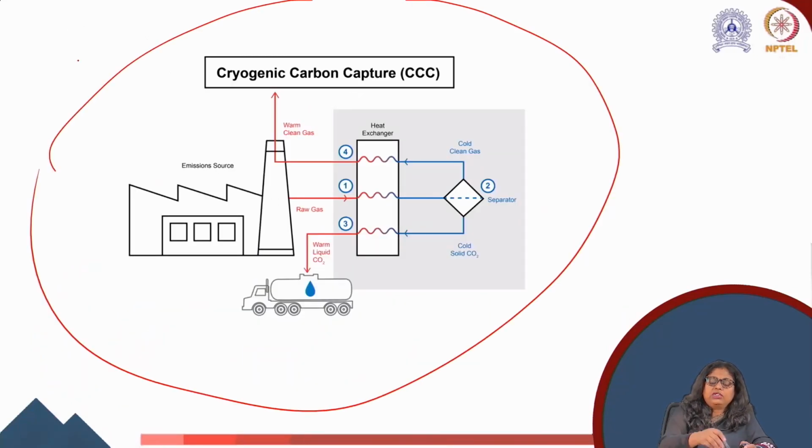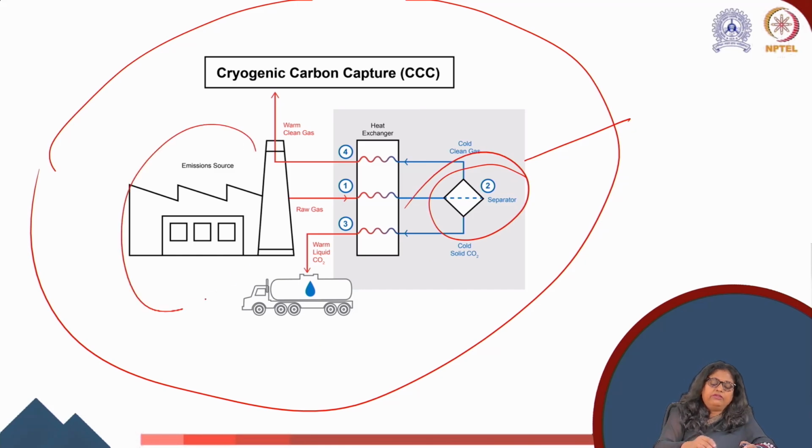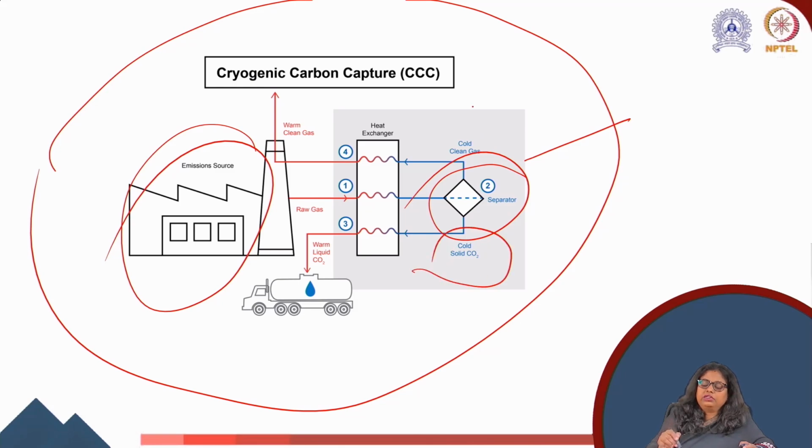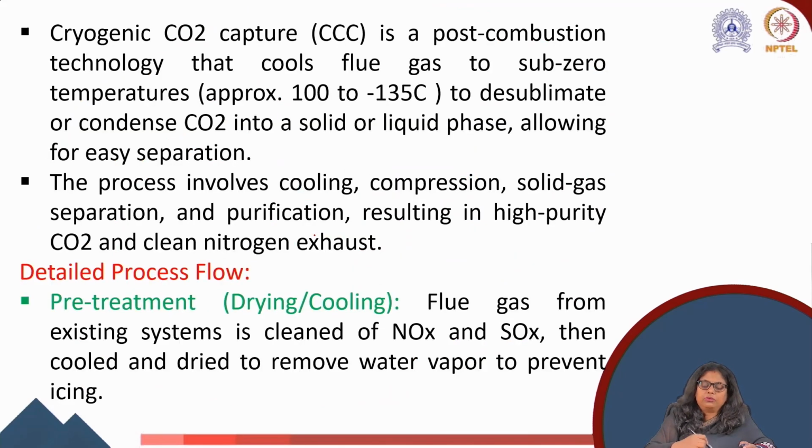So this is another cryogenic carbon capture diagram that was shown, and here what we can see is the heat exchanger, then the separator, and we start with the emission source. So CO2 gets emitted from the emission source and the raw gas is fed to the system, and then finally we get cold CO2 and clean gas from the top. So let's discuss the different processes involved here.